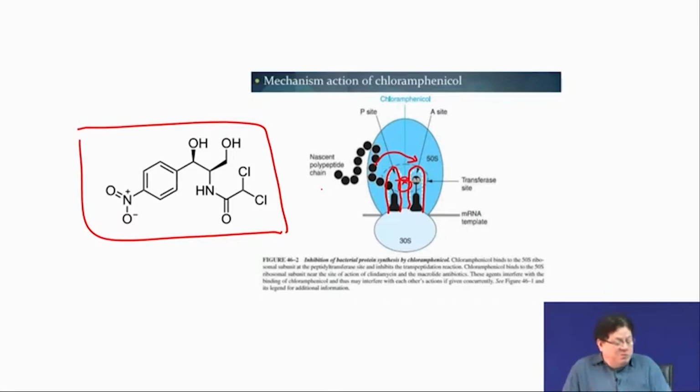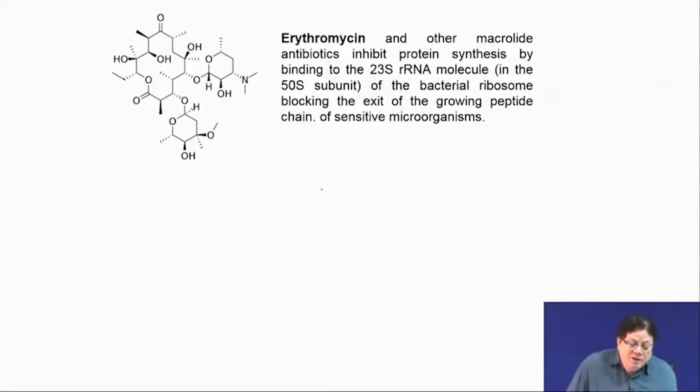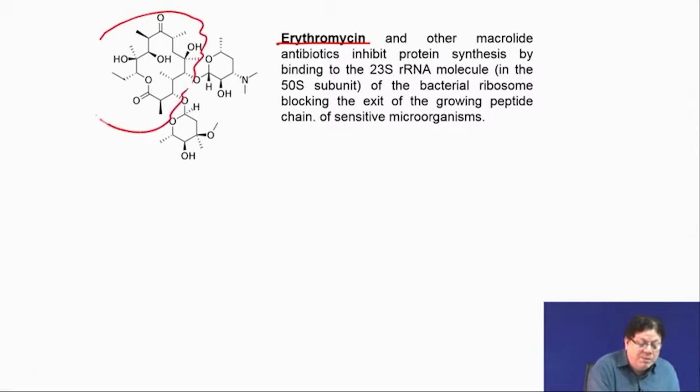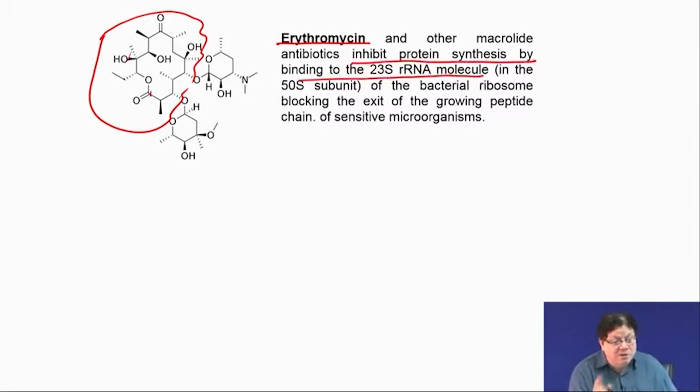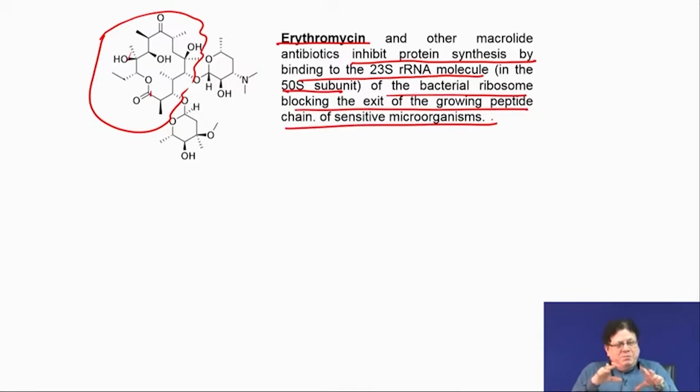Okay. So, these are some of the other important antibiotics that I thought you should know. Another is erythromycin. These are called macrolide antibiotics, because they have a big macrocycle. You see, they have this big macrocycle. How do they work? They also inhibit protein synthesis by binding to the 23S rRNA. So, they bind to the ribosomal RNA in the 50S subunit of the bacterial ribosome, blocking the exit of the growing peptide chain. So, they are very similar.